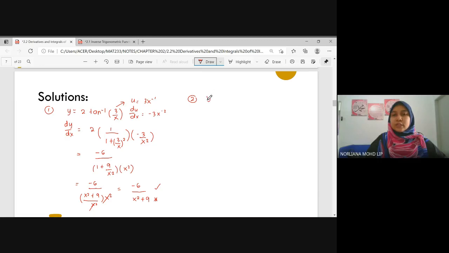Ni pun direct lah. Y equal to cos inverse x cube. So dy over dx, we use formula cos, so negative 1 over square root 1 minus u square kan. Ni u function, so x cube square. Okay, multiple with du over dx. We differentiate this function.